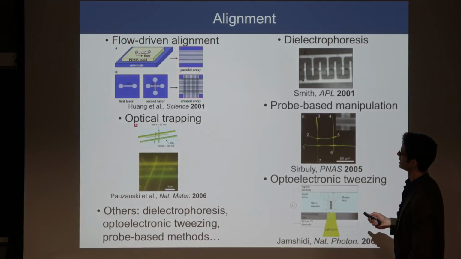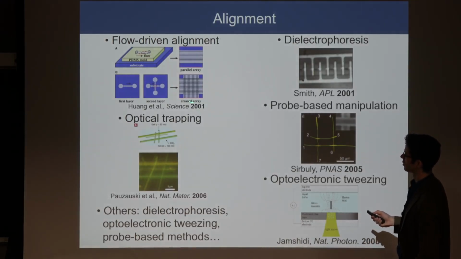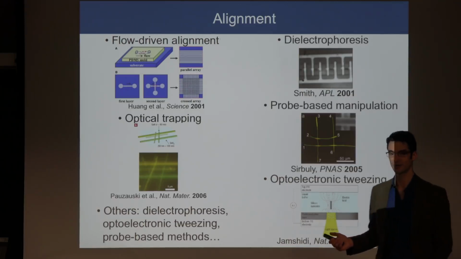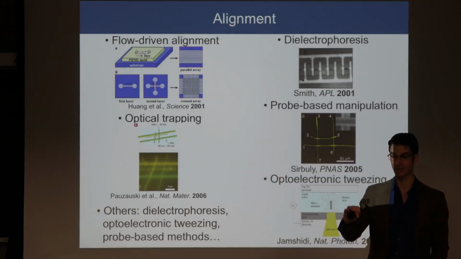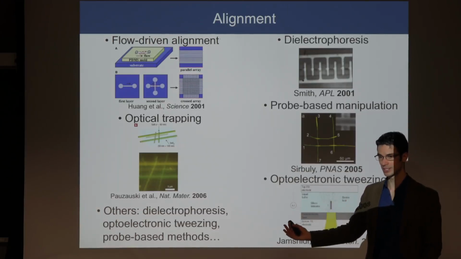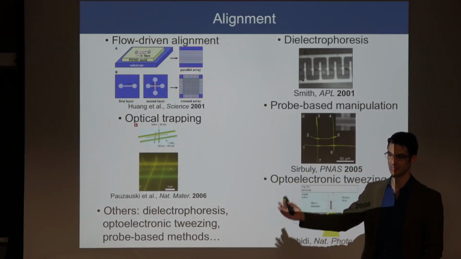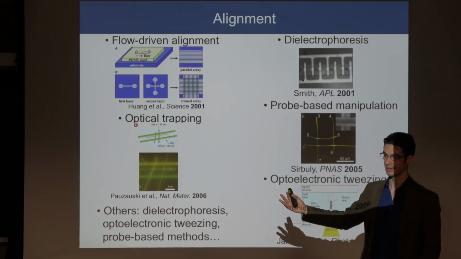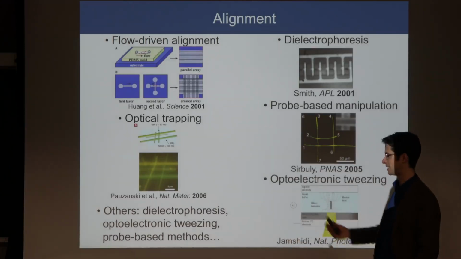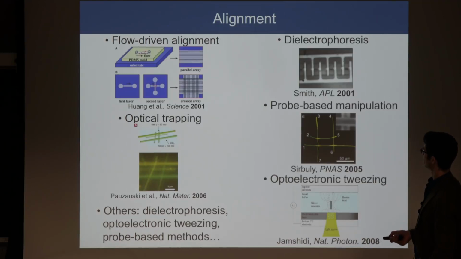And if you do this in two perpendicular directions, you end up with crossing nanowires. You can use optical trapping mechanisms where you change the dielectric environment in the vicinity of the nanowire, which causes a polarization in the nanowire that produces a motion in the nanowire. Don't worry about the details here.